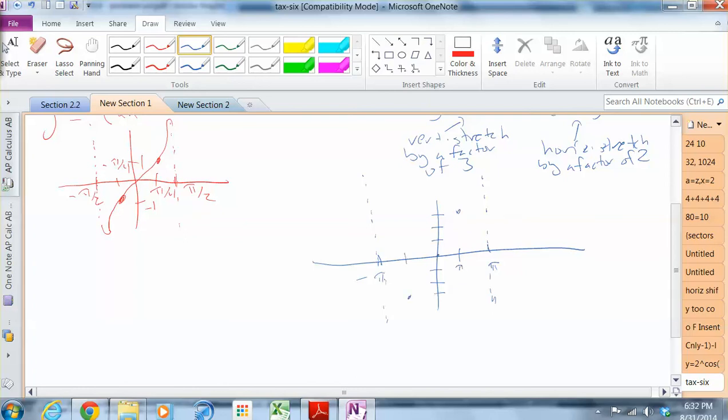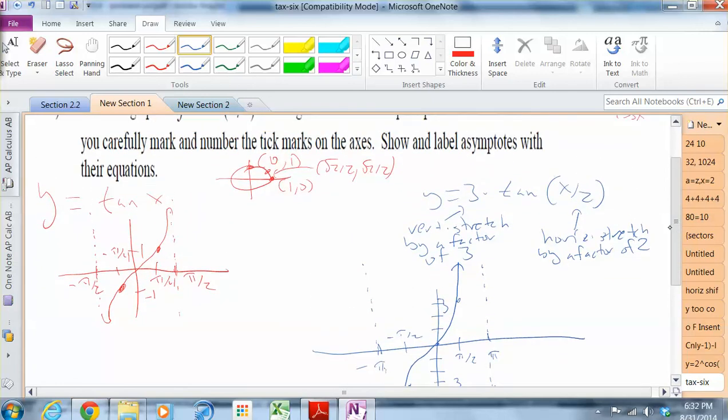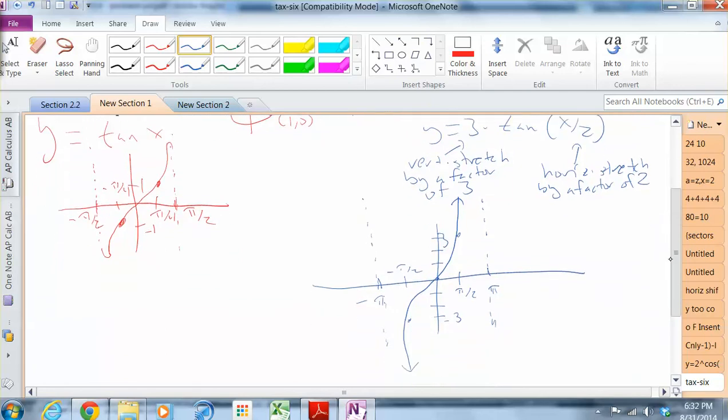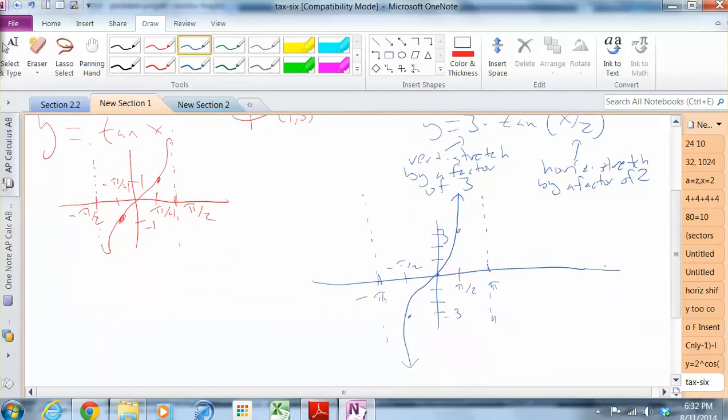So here we got pi over 2, negative pi over 2, negative 3, 3, and that's how our graph would look. So very important that you do the stretching and that you do the period change, because the period for y equals tangent x is pi, going from negative pi over 2 to pi over 2 for one cycle. Now we were asked to do 2 cycles.